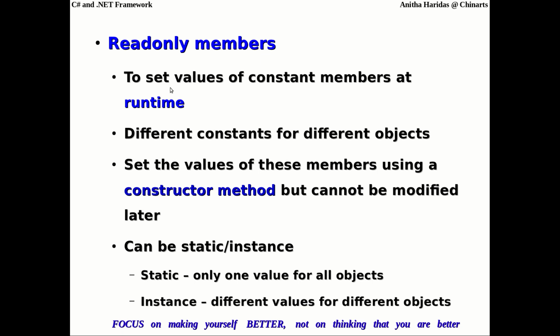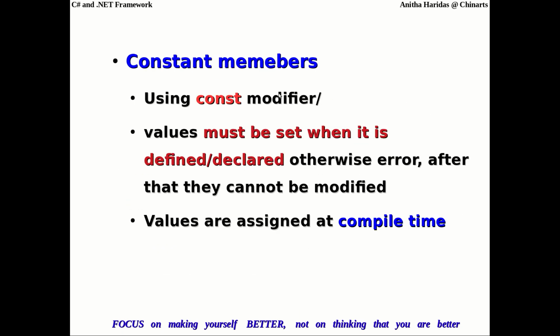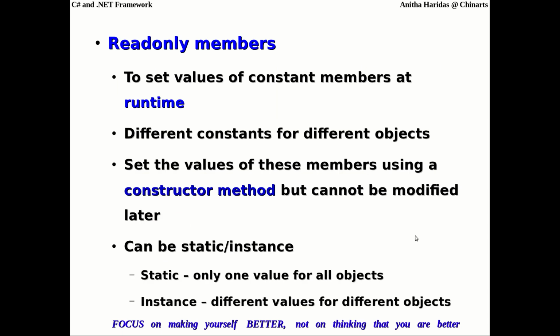So if you want to set values of a constant member at runtime, then you can use a read-only member. Observe here, your constants can be assigned a value only at compile time, but if you want to assign a value to a constant during runtime, then you go for a read-only member. But a read-only member is also a constant, remember that.